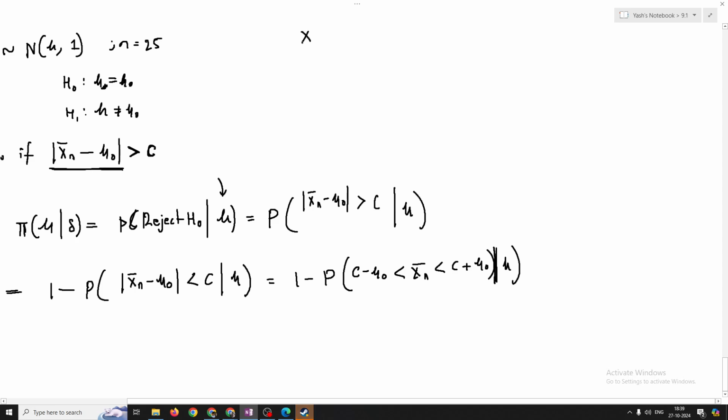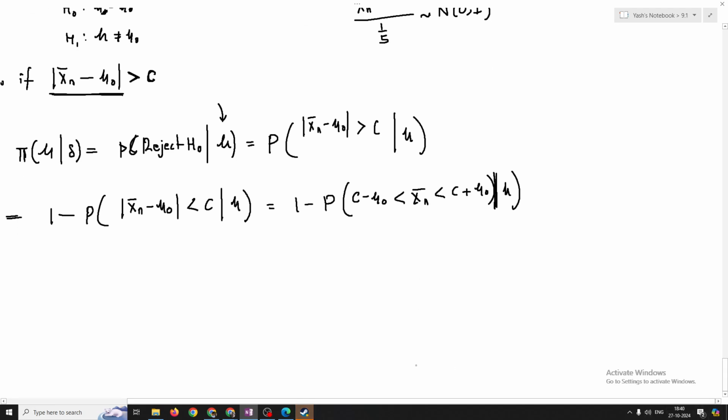So xn bar follows a normal distribution with mean mu and variance 1 by 5. So xn bar minus mu by 1 by 5 follows a standard normal, that is normal with mean 0 and variance 1. So I transform this xn bar to this thing, and then I have the standard normal variate in between, and then I can use the CDF of standard normal to get my final answer.